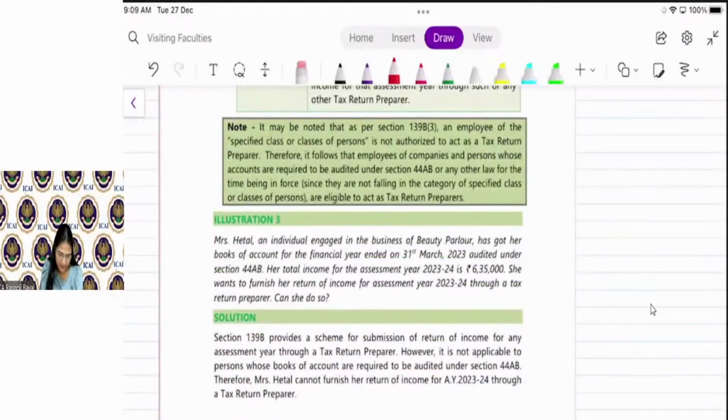Illustration 3. Mrs. Hetal, an individual engaged in the business of beauty parlor, has got her books of account audited for financial year 31st March 23. Audited under section 44AB. Her total income for assessment year 23-24 is 6,35,000. She wants to furnish her return of income for assessment year 23-24 through tax return preparer. Can she do so? Yes or no? Chalo, everyone give me your answer. Can she do so?